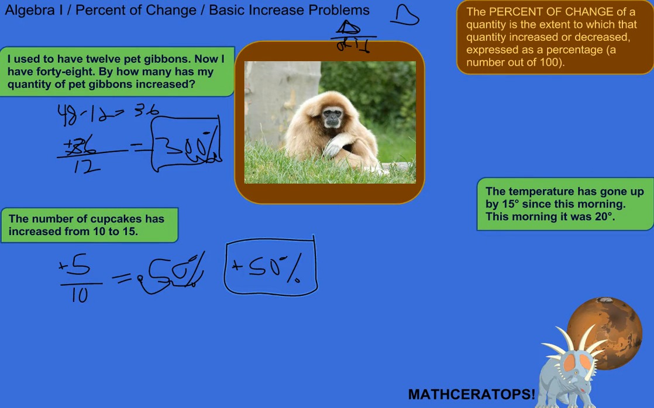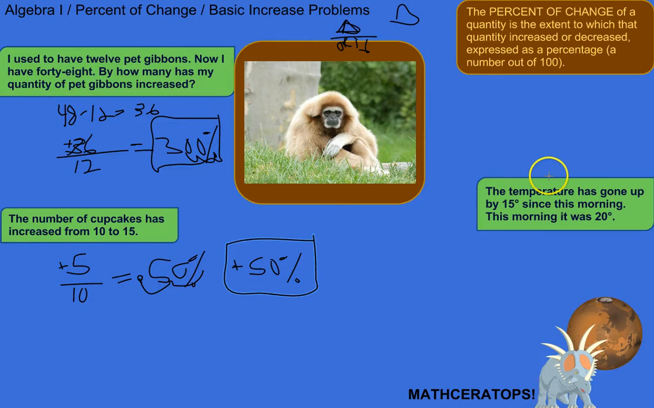All right, let's try one more. The temperature has gone up by 15 degrees since this morning. This morning it was 20 degrees. So what's my temperature now? It doesn't say, but I could easily calculate that. If it was 20 degrees this morning and it's gone up by 15 degrees, then it's now 35.